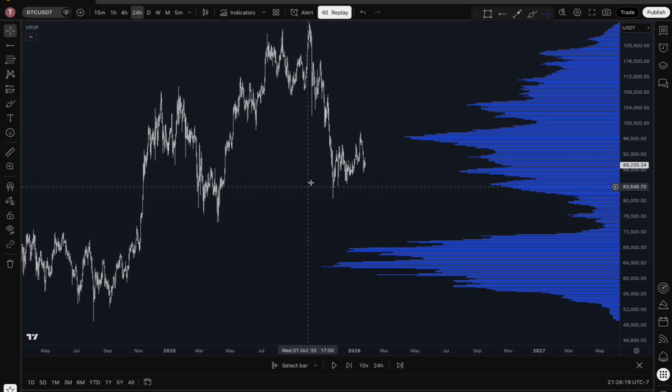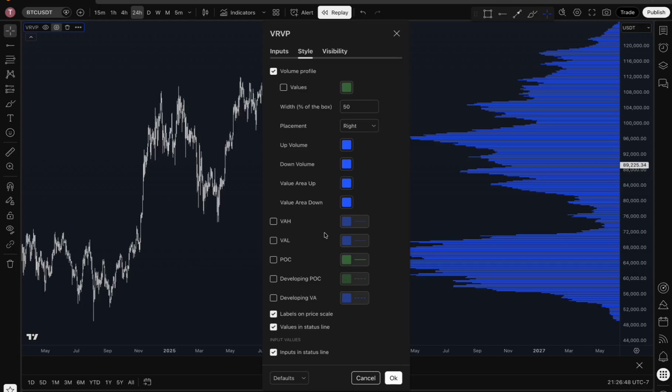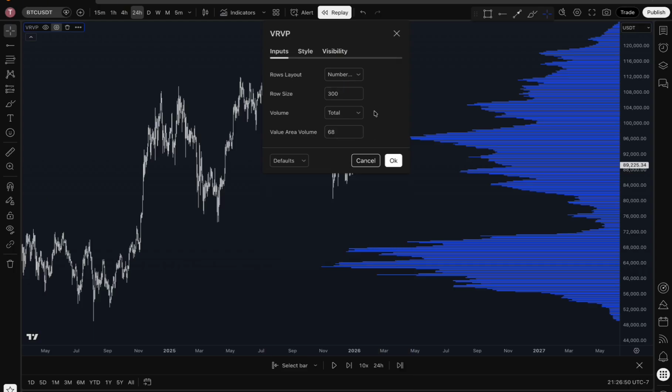And then for another high time frame trade on BTC USDT, I wanted to also talk a little bit about visible range volume profile, which you can find in TradingView indicators by just typing VRVP, and it has pretty much the same settings as the periodic volume profile right here.